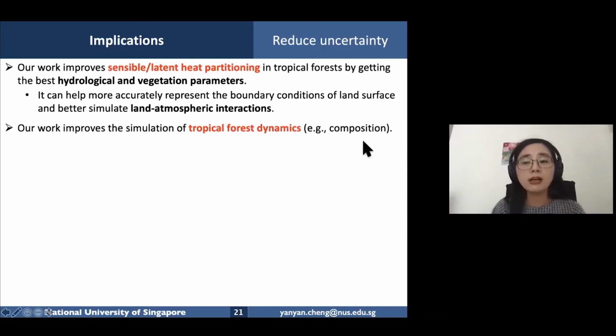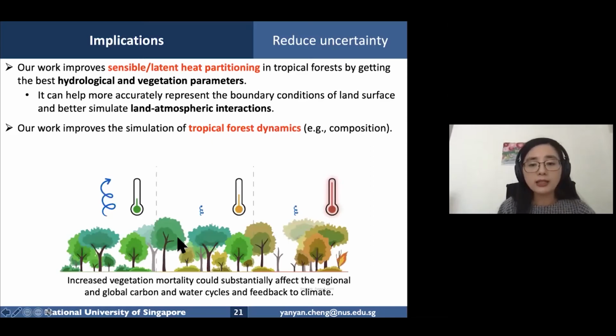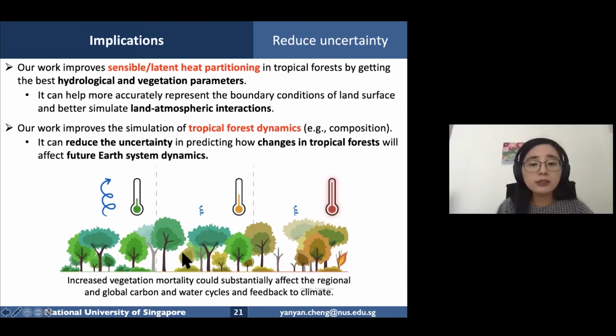For example, their composition. And this also has very important implications. Here I would like to bring back your memory to a figure I showed at the very beginning, showing how increased vegetation maturity will affect the carbon and water cycle and feed back to the climate. Without a very accurate simulation of the tropical forest, it's very difficult to capture these changes, and even more so for future forecasts. So our work can help reduce the uncertainty in predicting the changes in the tropical forest and how they will affect future system dynamics.